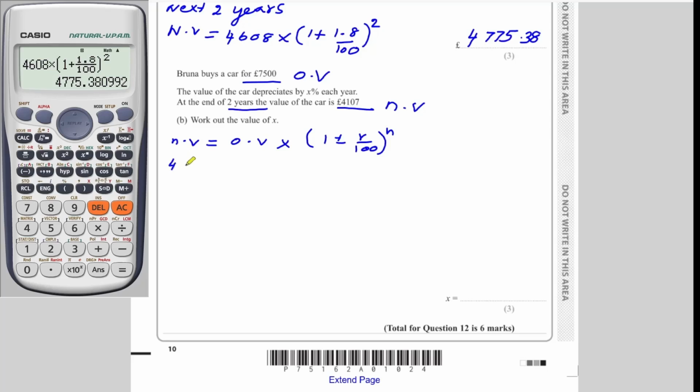4,107 equals, old value is 7,500 into 1. This is depreciation, therefore minus x percentage. We don't know. We have to figure it out. Over 100. How many years are there? 2 years. So I need to get what? X. It is inside bracket, not just inside bracket. It is raised to the power of 2. So just keep it there.